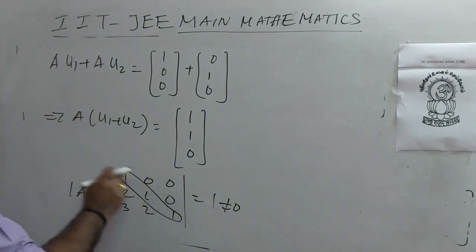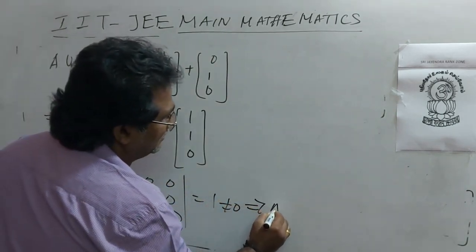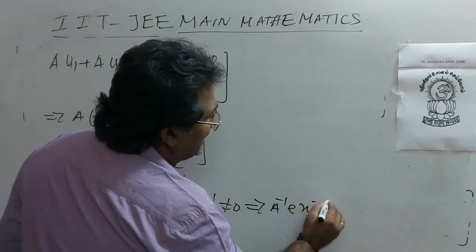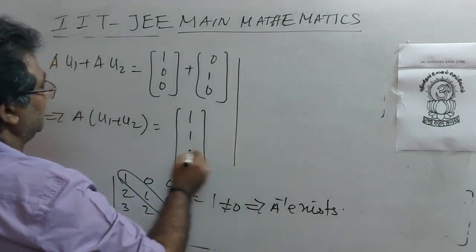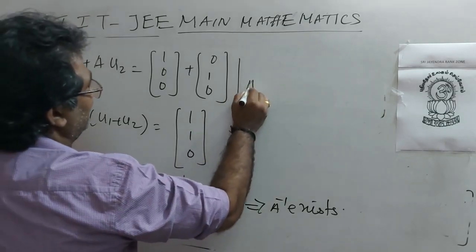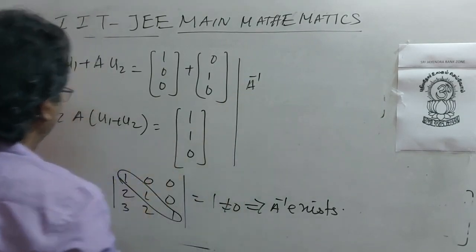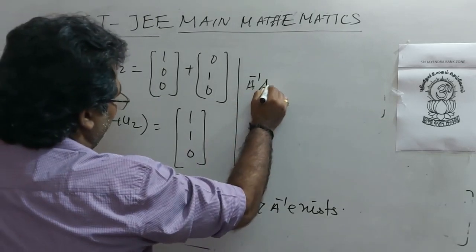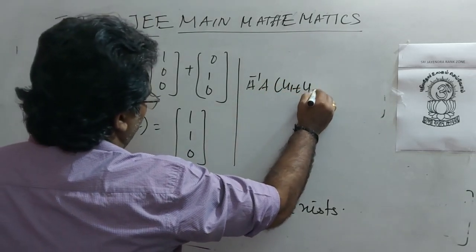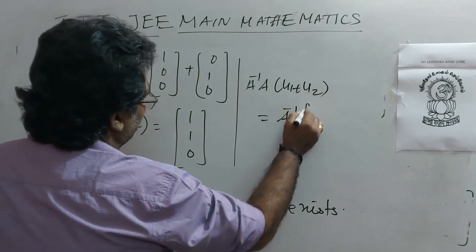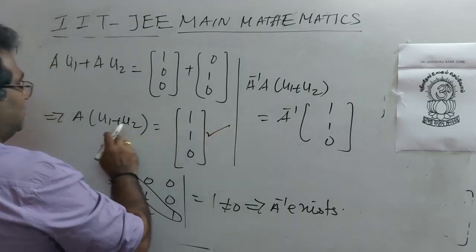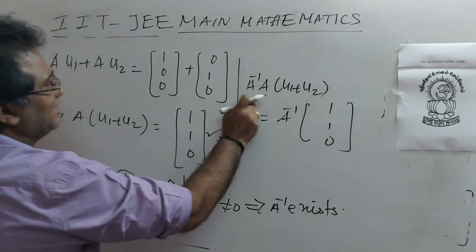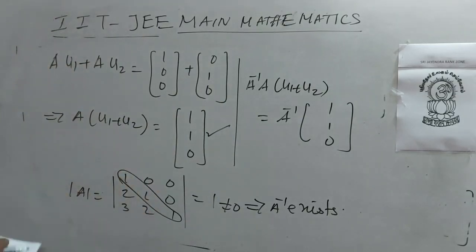If determinant A is not equal to 0, which implies A is invertible or A inverse exists. Therefore, A inverse into A into U1 plus U2 equal to A inverse into 1 1 0. So I multiply this term on both sides by A inverse, pre-multiplying by A inverse.